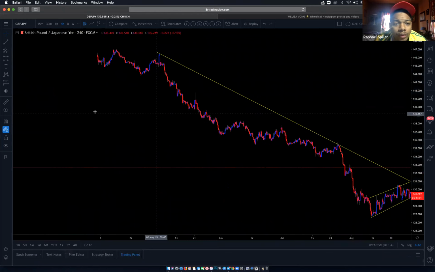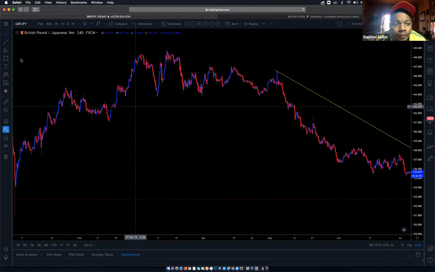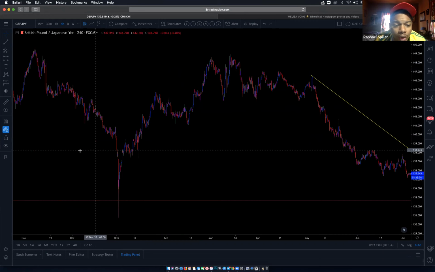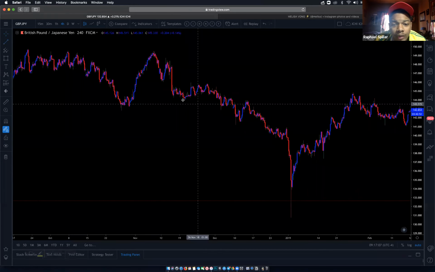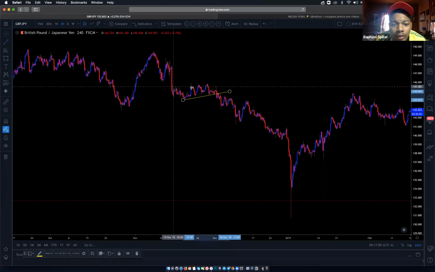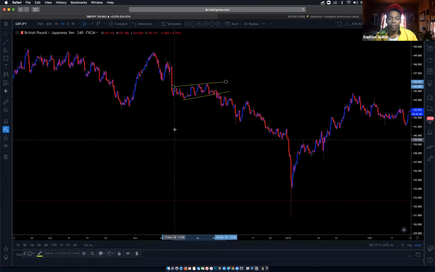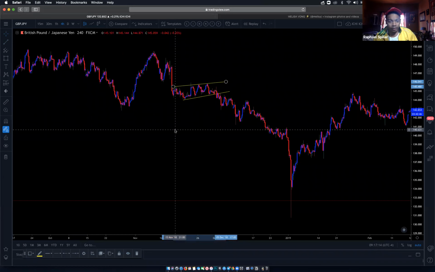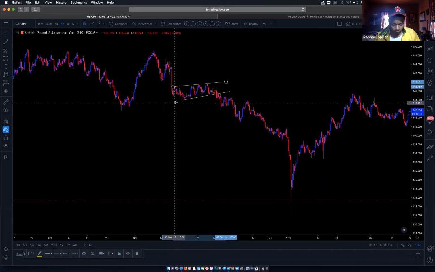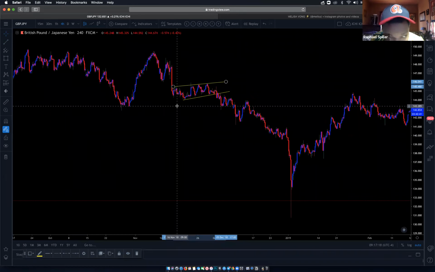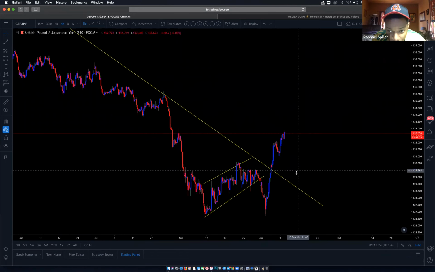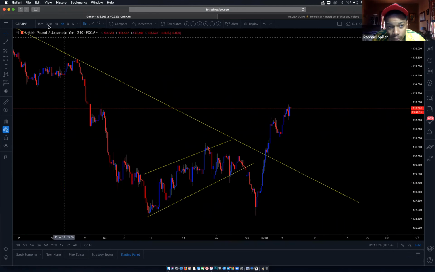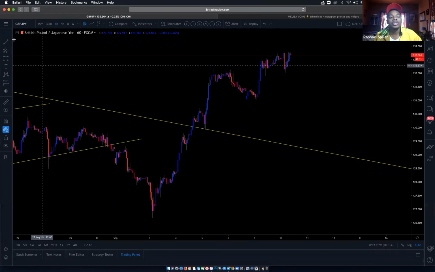Let's see if I can find an ugly flag. GJ does pretty well with flags. This wouldn't be the best flag. I wouldn't trade this pattern. Why? Because it has to be pretty. You want to trade pretty patterns because the better looking the pattern, the better the move. It's also easier for you to enter into the trade.